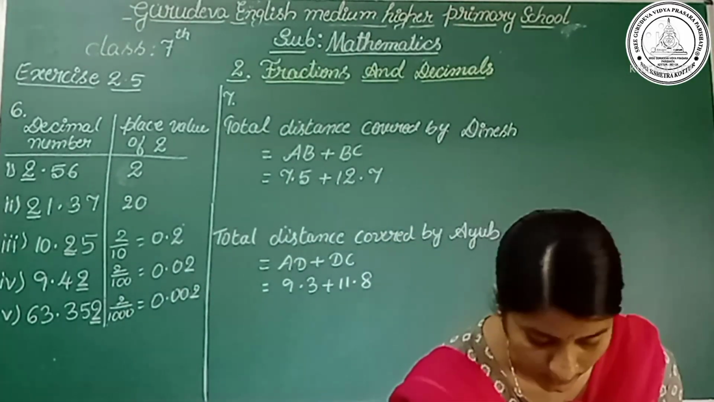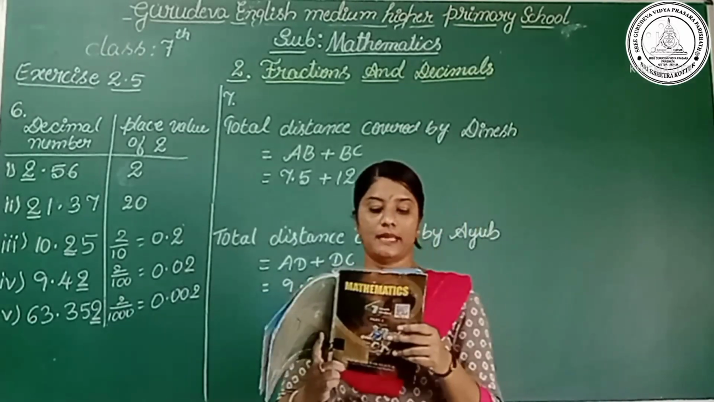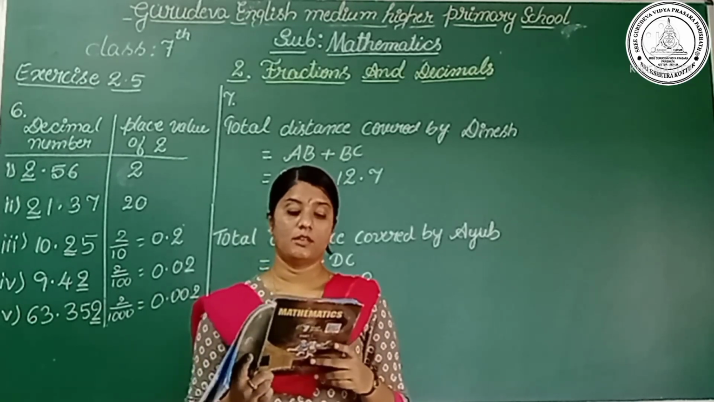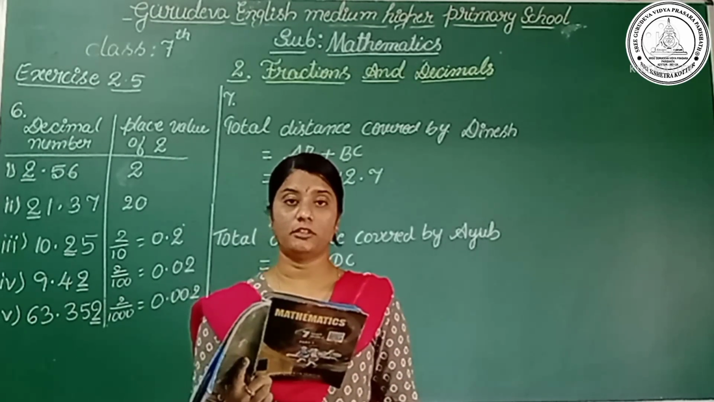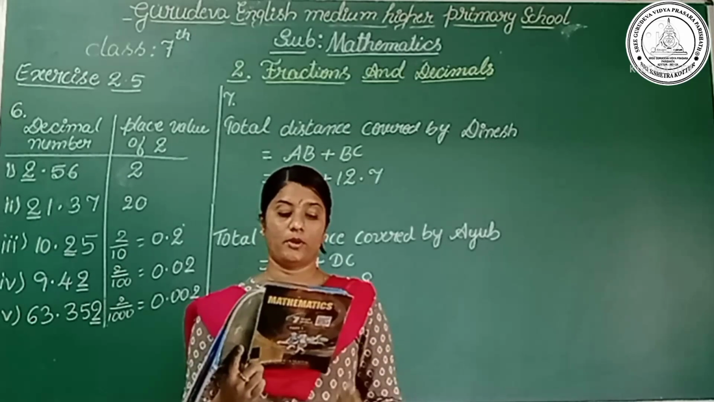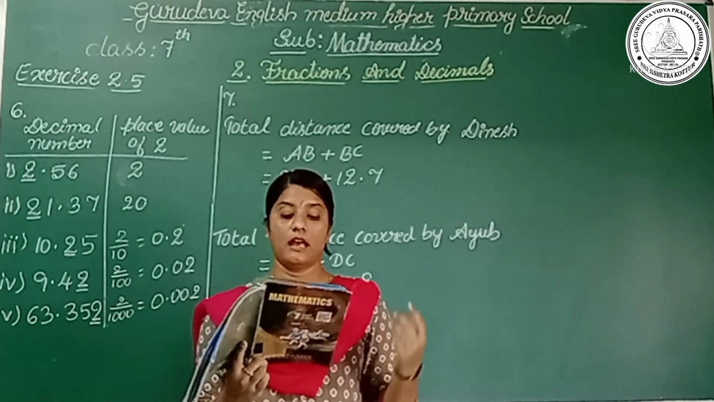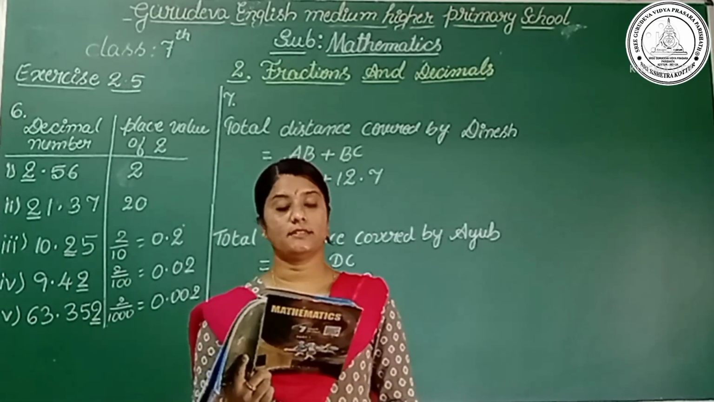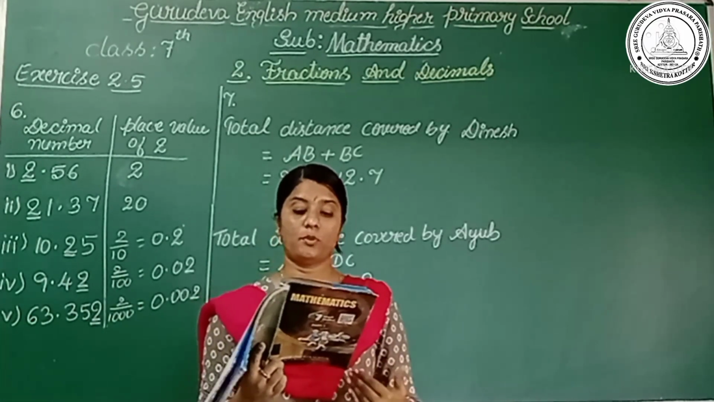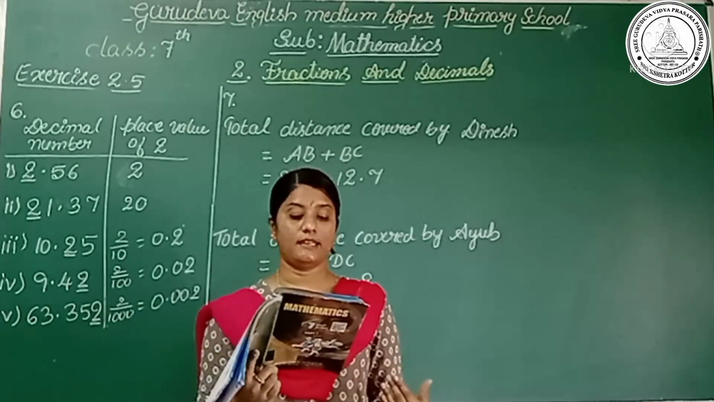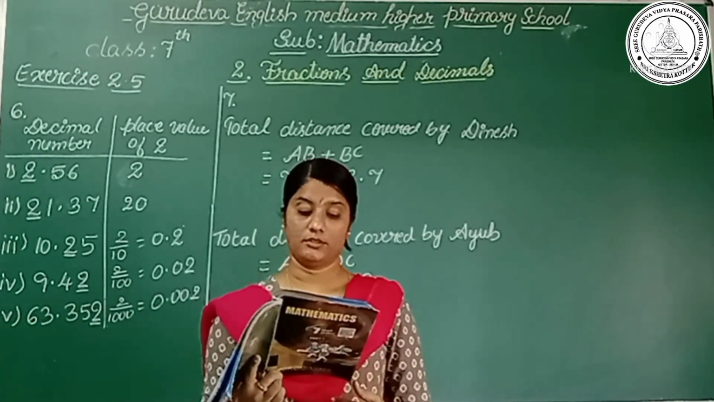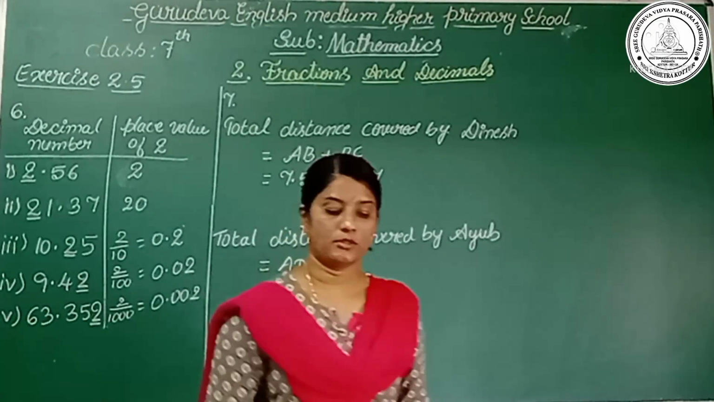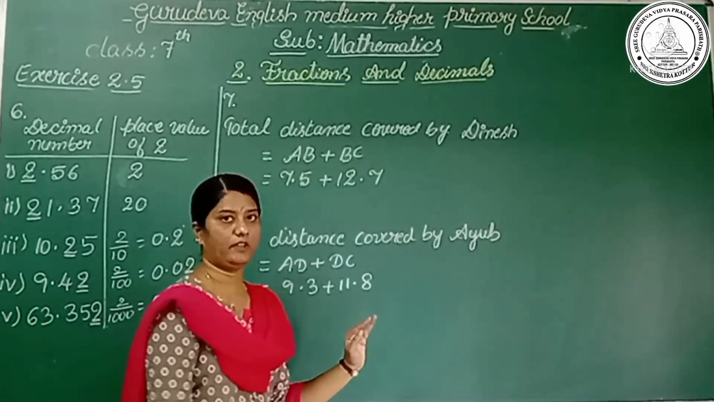The seventh question is: Dinesh went from place A to place B and from there to place C. A is 7.5 km from B and B is 12.7 km from C. Ayub went from place A to place D, and from there to place C. D is 9.3 km from A and C is 11.8 km from D. Who traveled more and by how much? Okay, so let's see here. Here they have given the figure.